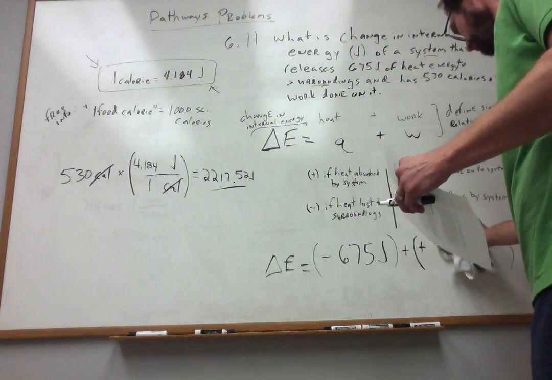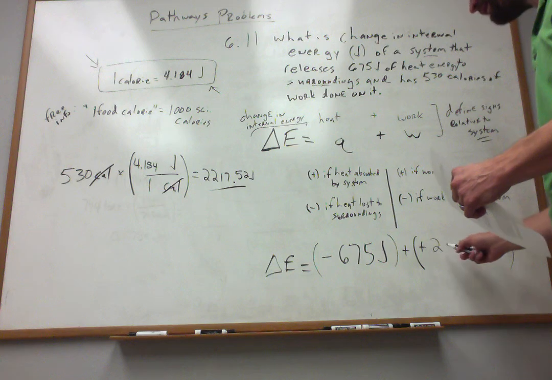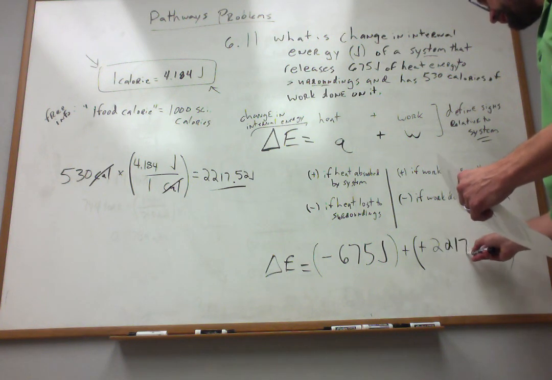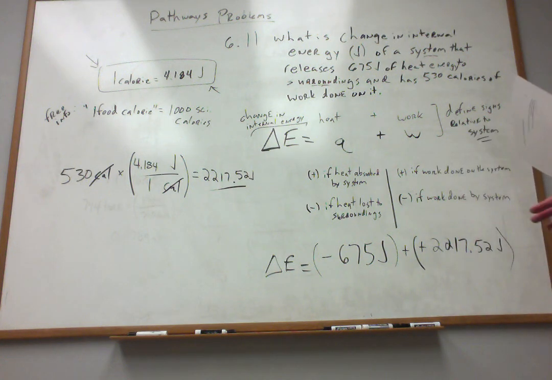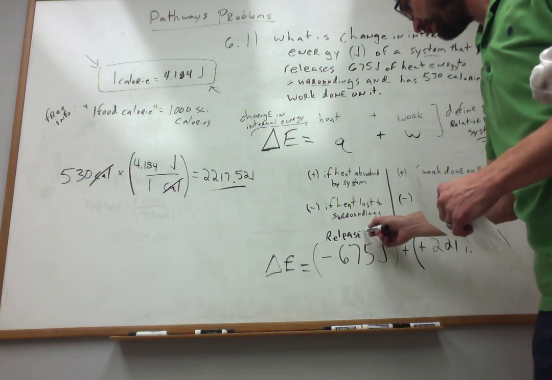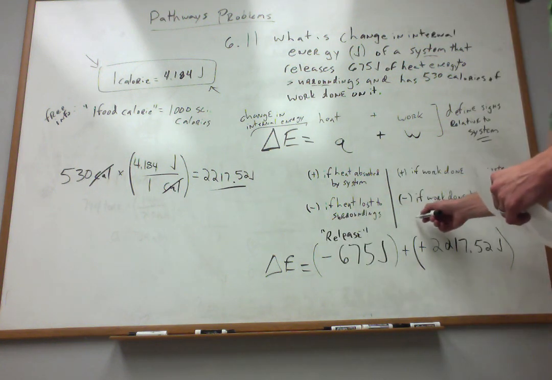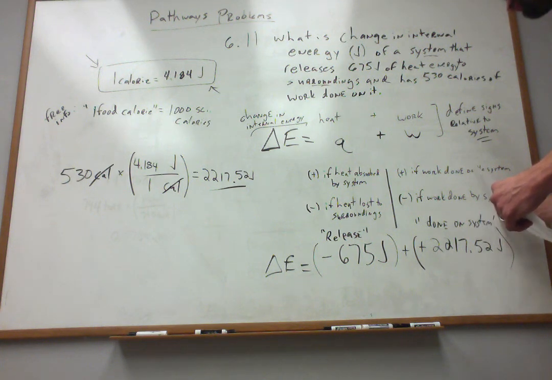So in fact, what I need to do to help me answer this question is instead of reporting my work in calorie units, which don't jive with the joules, I'm adding two dissimilar things. I'm now going to add 2217.52 joules here. So I just did a unit conversion. Again, the sign is meant to be positive, okay? All right, so this is a release of the heat energy to the surroundings. This one is positive because the work was done on the system, not by the system. If the work was done by the system, that would have to be negative, okay?